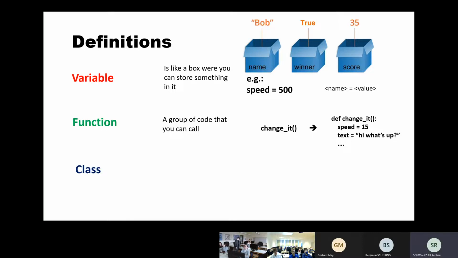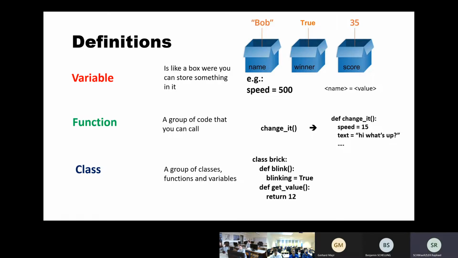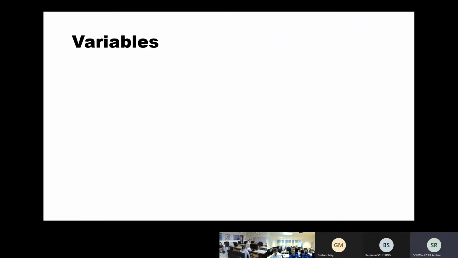Then, just so that you know, what a class is. A class is just a group of other classes, functions, and variables. So it's just a summary of everything put in one object. We only need this on the right side, like the EV3 brick equals brick and so on. But this comes at the end of my presentation. So first I'm going to show you how variables really work.